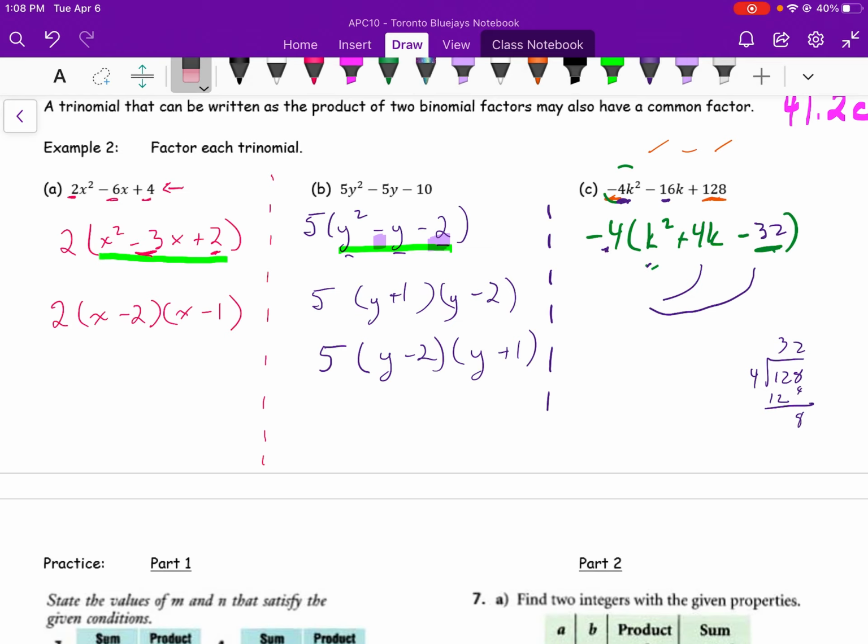So really, to me, if anything seems really difficult, a great first step is to ask yourself, is there a common factor that exists? Good luck. Oh, wait, whoa. Ease up, Morin. I haven't finished factoring this yet. I'm sorry.